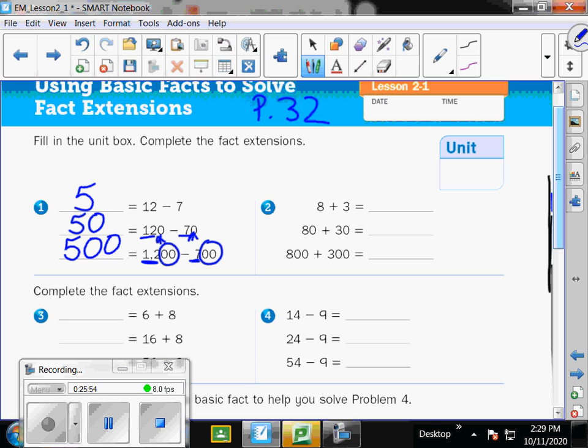All right, looking at number 2, 8 plus 3, you should have 11. And this one's really easy. I love these ones. 8 plus 3, I still have 8 plus 3, but I have 8 tens plus 3 tens. So that's going to be 11 tens, or 110. 800 plus 300, now I'm going to have 1100. Put my comma in, 1,100.